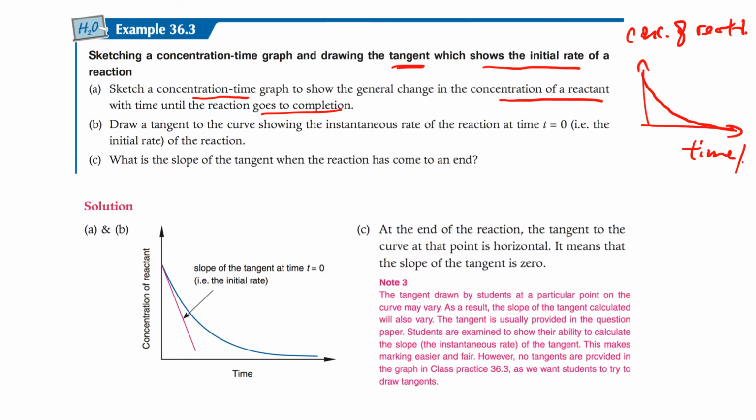Do pay attention to the unit. If you are told to have a unit, this one doesn't have, but if you have a unit, then you have to say something like mole per dm cube, things like that. So part A will be basically like this.